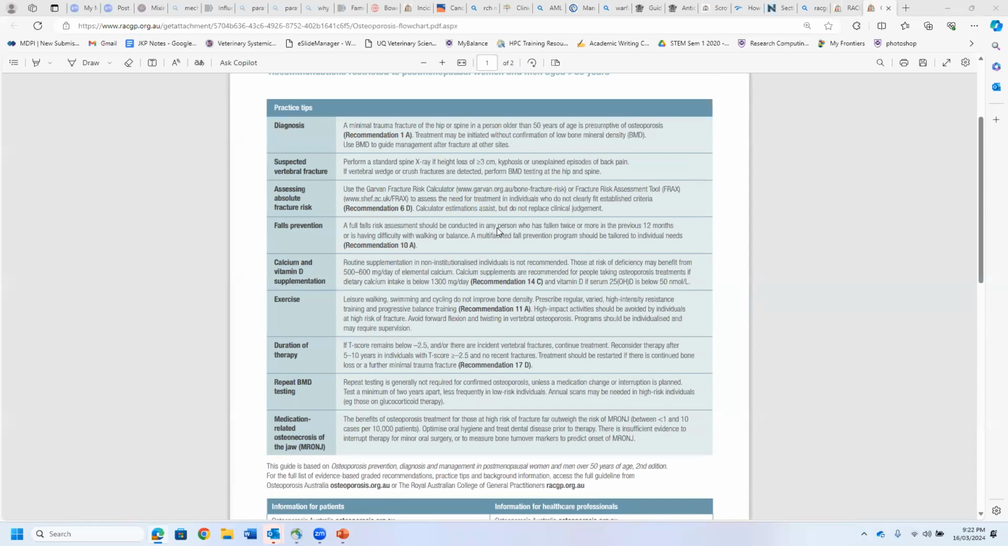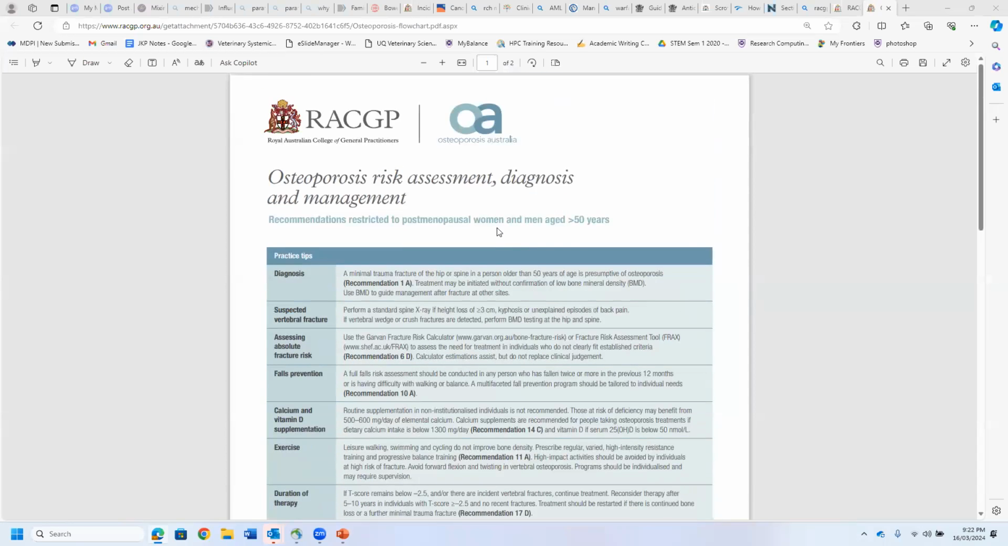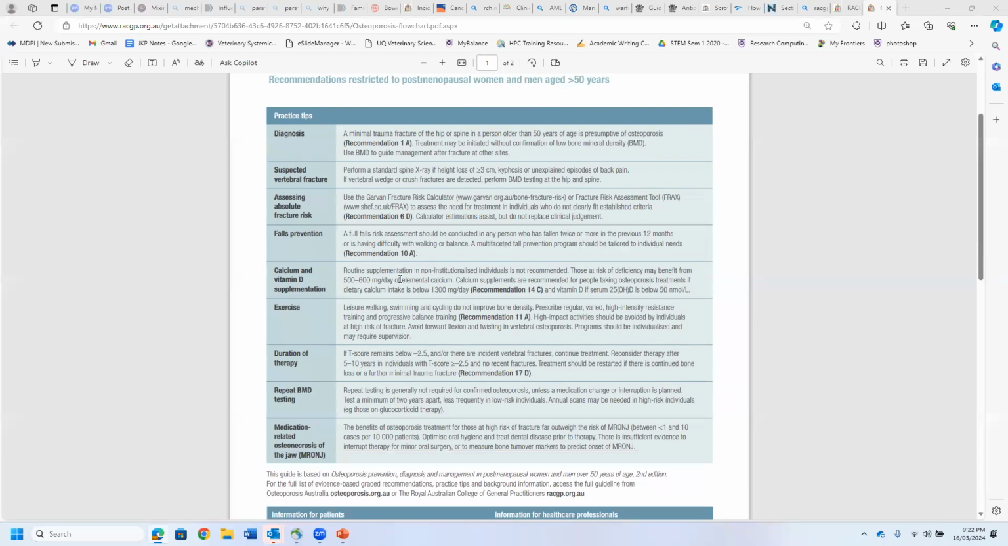What else? Let me just have a quick look. Falls prevention, vitamin D. Okay. For every patient, we are starting them on bisphosphonate. Always check their vitamin D and calcium levels, because if they are not normal, bisphosphonate is not going to have a good efficacy. So make sure that you have supplemented them with calcium and vitamin D before starting bisphosphonates.